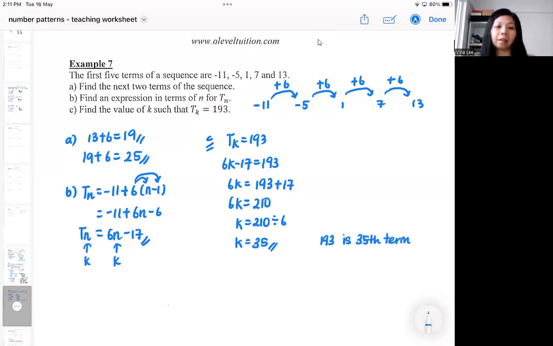So that's the thinking behind it. But they didn't ask you for that. They didn't phrase it that way. So they are asking you for K. So if you found K to be 35, that means T35 is 193. That means it's the 35th term.